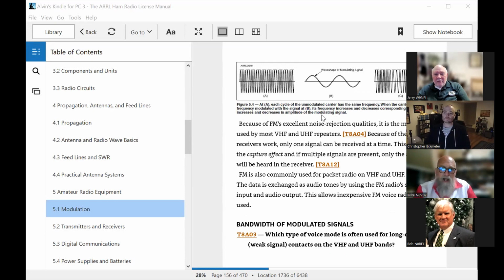Okay. Well, here's the combination of voice and a carrier. Here's the carrier, no modulation at all. And when you put the voice in, you can see how the frequency wibble wobbles as you put your voice in.